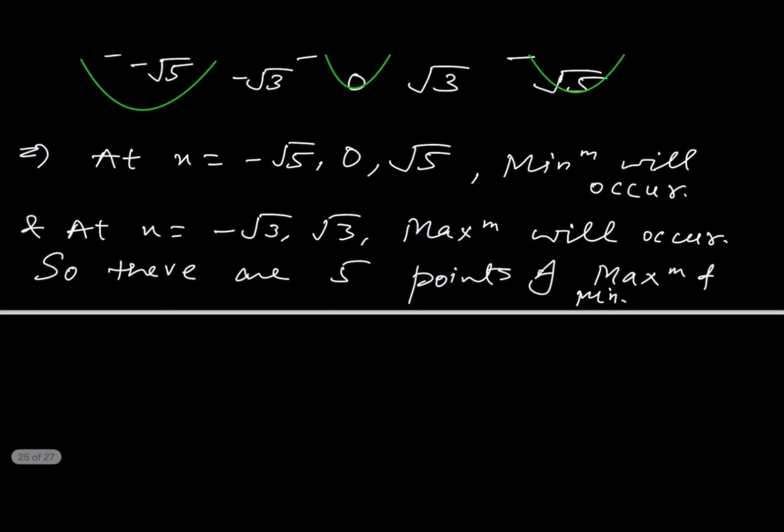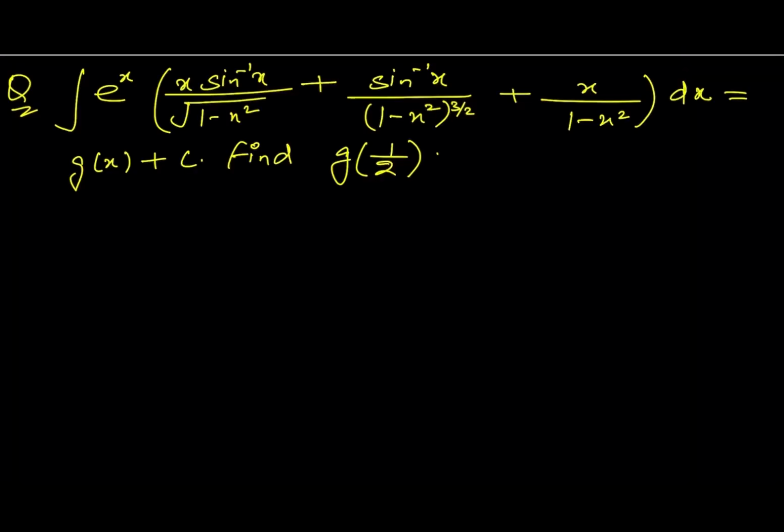Now let's come to the next question, which is from indefinite integration. The question is: integral of e to the power x times (x sine inverse x upon root over 1 minus x square plus sine inverse x upon (1 minus x square) whole power 3 by 2 plus x upon 1 minus x square) dx is equal to g(x) plus c. Then find g of half.